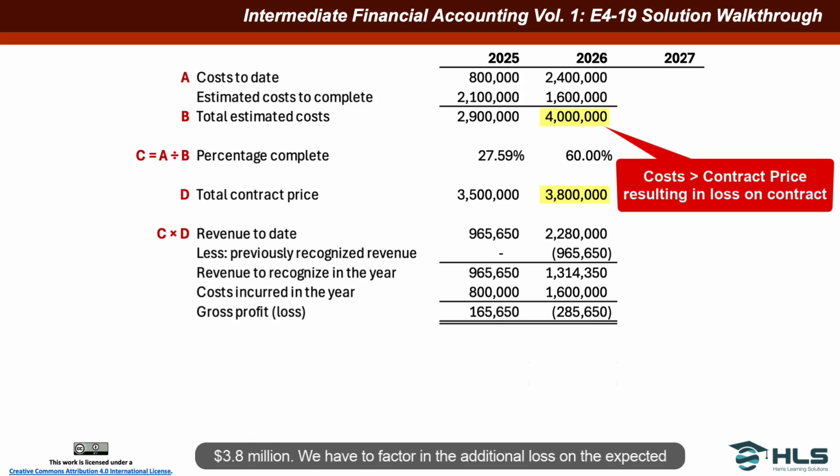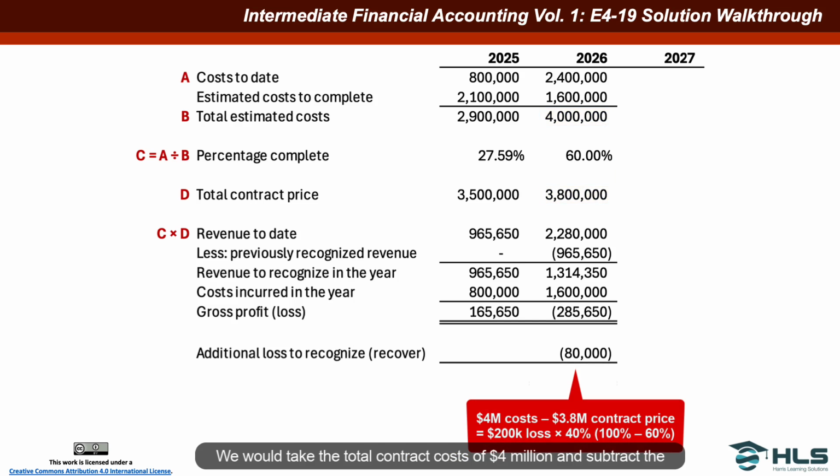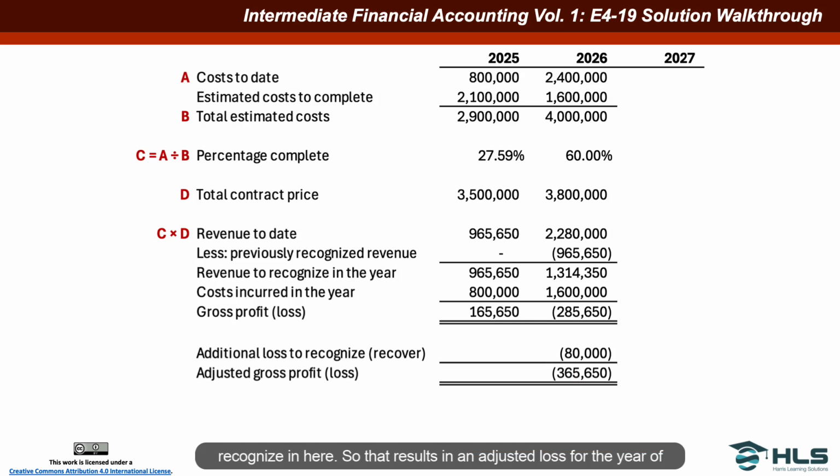We have to factor in the additional loss on the expected work that hasn't been completed yet. We would take the total contract costs of $4 million and subtract the contract price of $3.8 million and multiply that by 40%, which is the incomplete part of the contract. 100% minus the 60% completed to date is 40%. So that results in an additional loss of $80,000, which we have to recognize in the year. So that results in an adjusted loss for the year of $365,650.